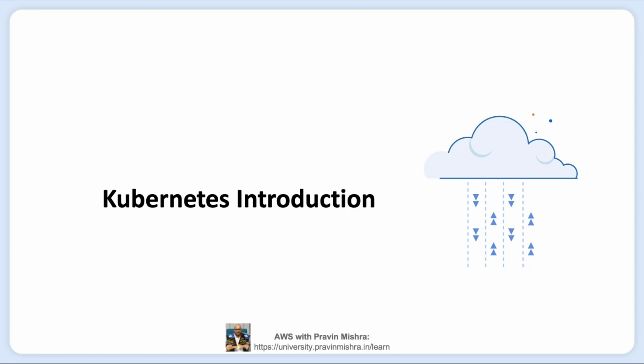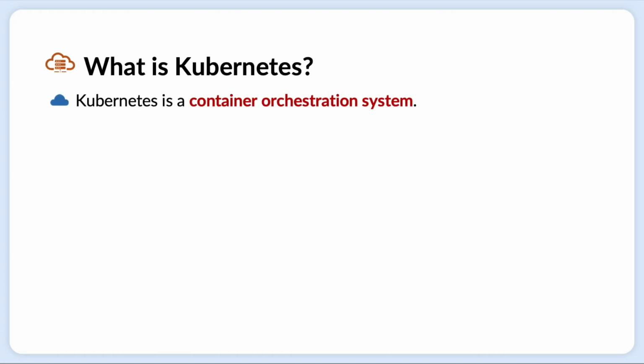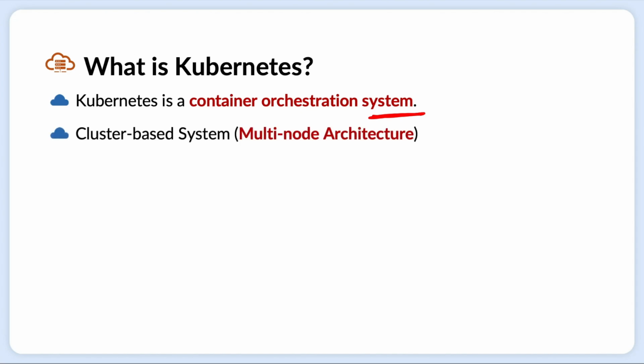So let's start with what is Kubernetes. Kubernetes is a container orchestration system, and you can also say Kubernetes is a container orchestration tool. What does it mean? It means it helps us manage the containers. Yes, it not only helps us manage the containers, but it manages them at scale across multiple machines and automatically.